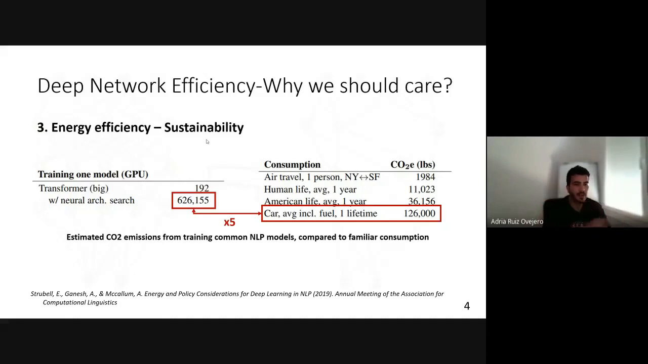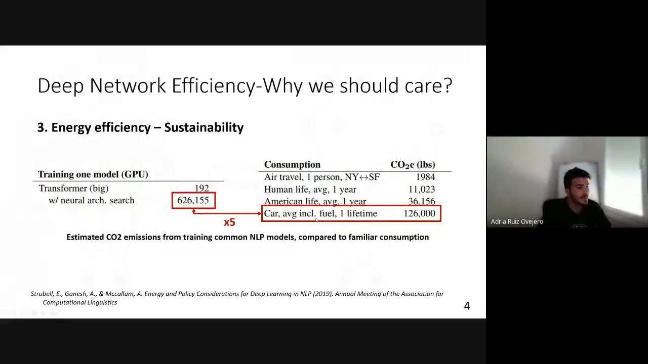And actually, in this paper I mentioned here, they estimated the required carbon emissions to train one of the most powerful state-of-the-art models for natural language processing. This is a very big transformer that I think was introduced in a presentation before, and they also counted all the experiments that were needed to tune the hyperparameters and so on for this kind of model. And what they found is that to train that model, you produce 5 times the carbon emissions that a single car produces in its entire life.